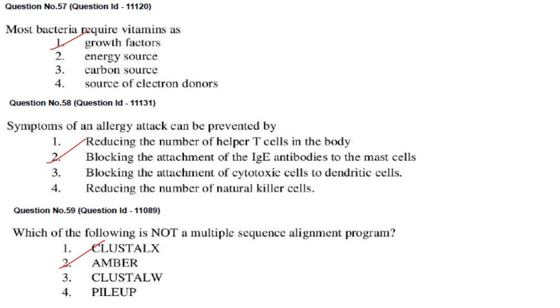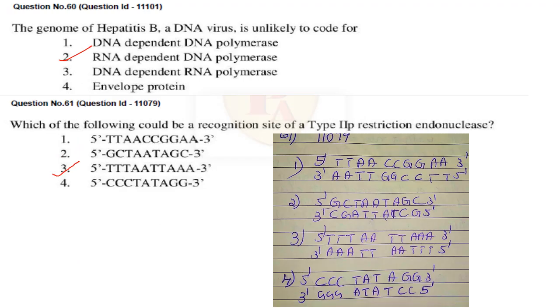Then next one. Which of the following is not a multiple sequence alignment program? So it is AMBER. It is assisted model building with energy refinement. Allows users to perform molecular dynamic simulations on biological systems. So it is not a multiple sequence alignment program. The next one. The genome of hepatitis B, a DNA virus, is unlikely to code for. So it is unlikely to code for RNA-dependent DNA polymerase.